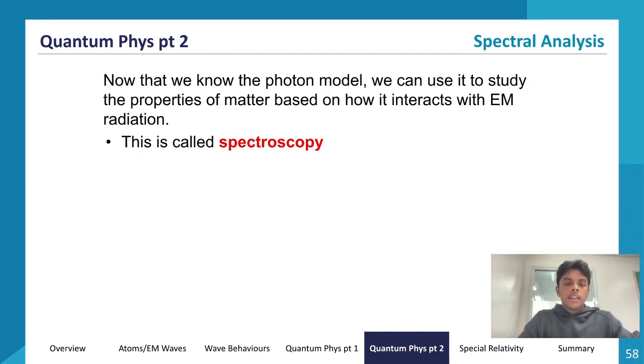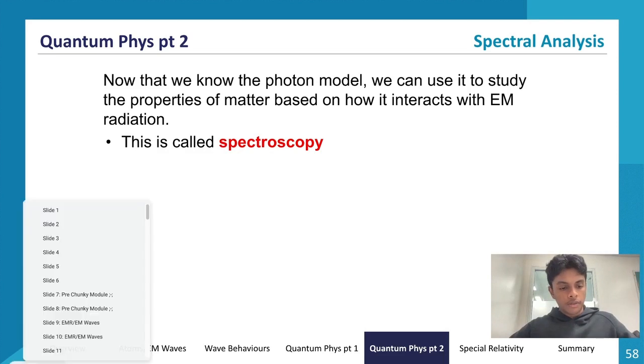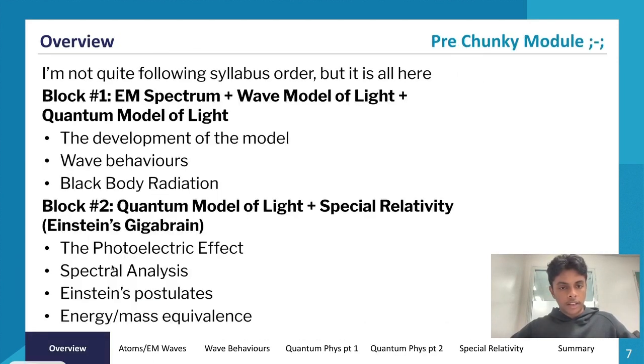So yeah. Now that we know what the photon model is, we can use it to study the properties of matter based on how it interacts with EM radiation. We call this spectroscopy. If we go back to the very beginning, spectral analysis. This is what we're going to go through, spectral analysis. We're very close to finishing spectral analysis, and then we have special relativity at the end. So we'll look at Einstein's mega giga brain at the very end.